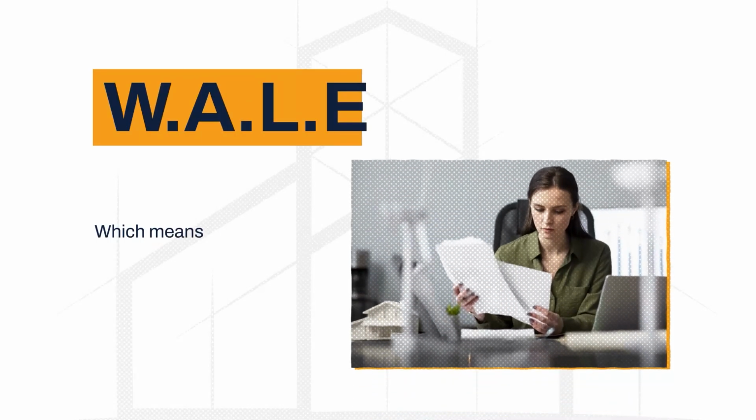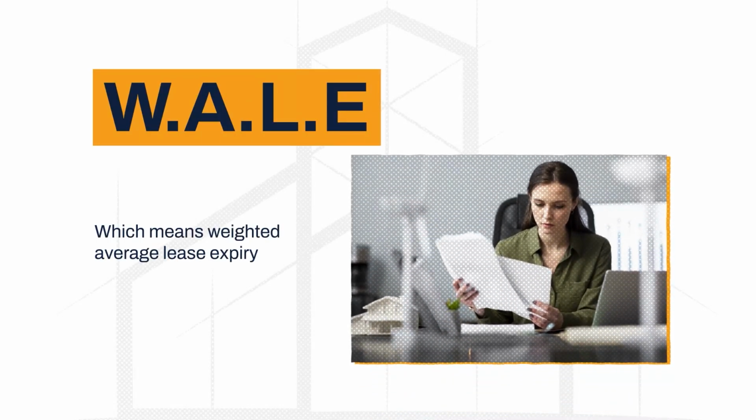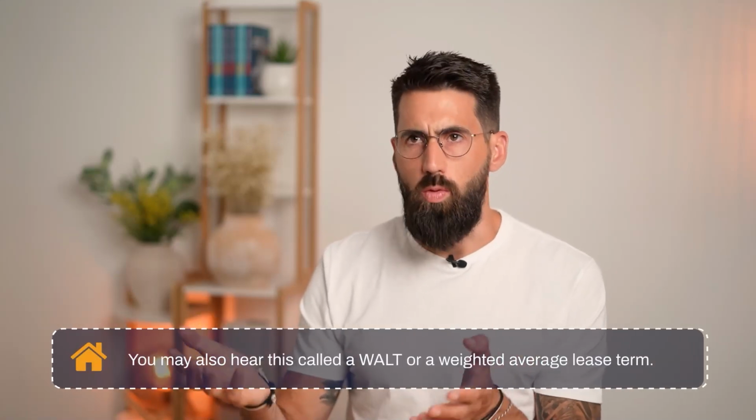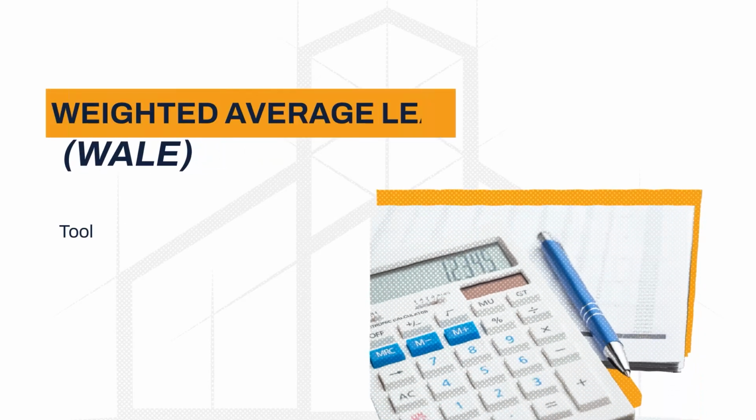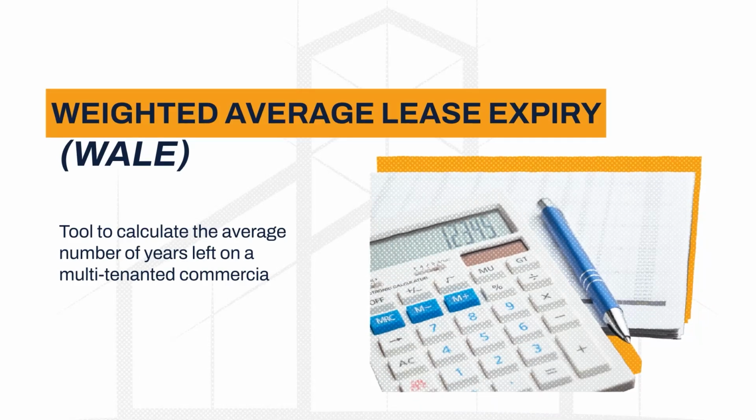Finally, we look at WALE, which means weighted average lease expiry. You may also hear this called WALT, or weighted average lease term. It is a valuable tool for calculating the average number of years left on the leases of a multi-tenanted commercial property. This is important for lenders to know when looking at finance.